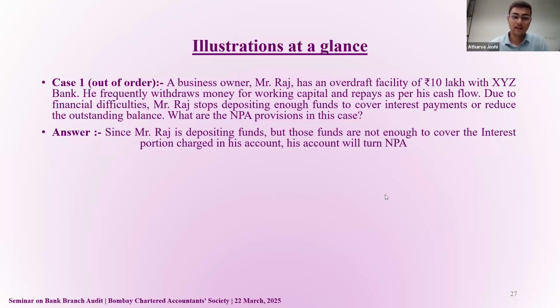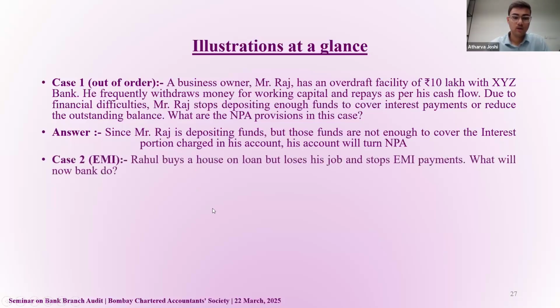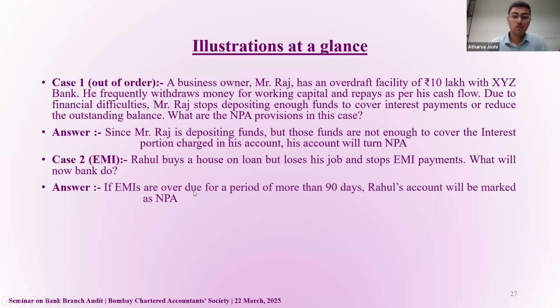So let us now see the second case. Rahul buys a house on loan, loses his job and stops the payment of EMI. Now, what should the bank do? So, if the EMIs are overdue for a period of more than 90 days, Rahul's account will be marked as NPA and the bank may seize the possession of his house if it is given as a security.